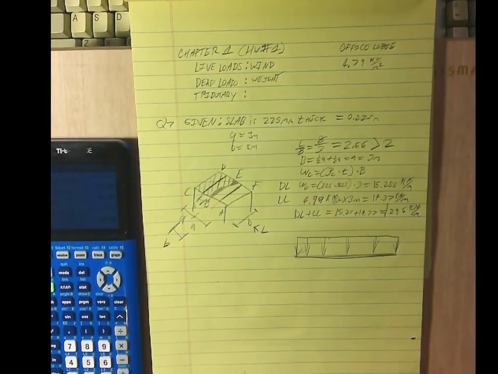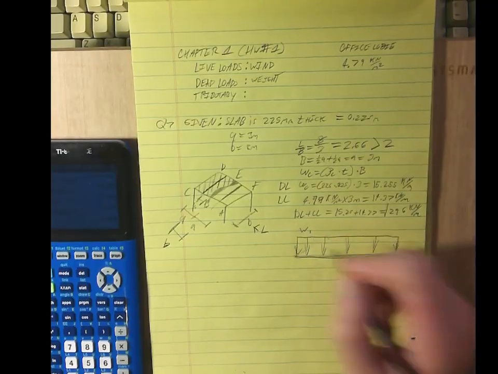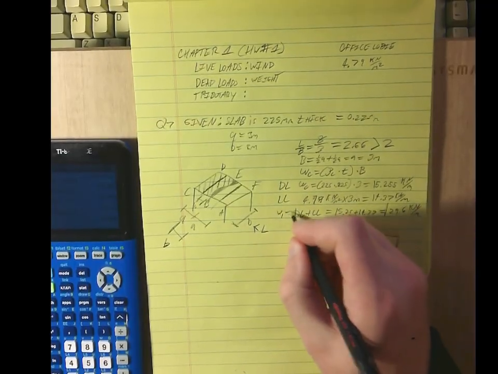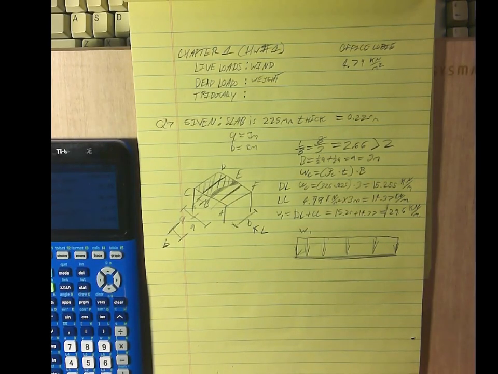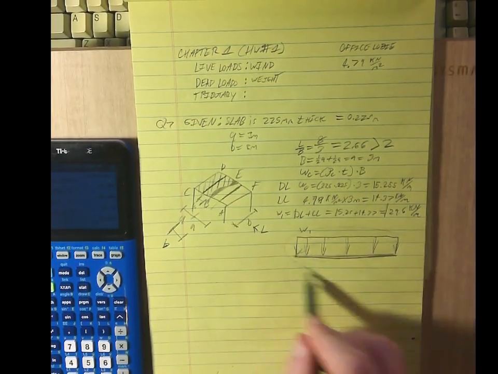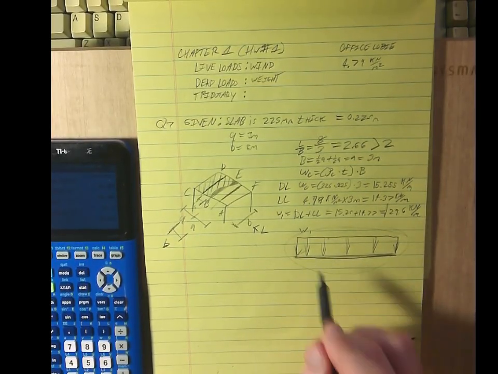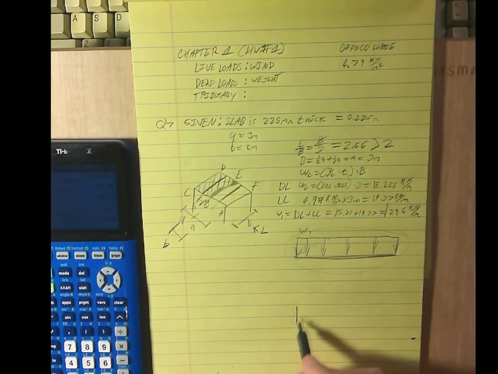There. That's W1. This is W1. And now for part 2, what's the loading look like for this? We can see this load right here. We can express this.